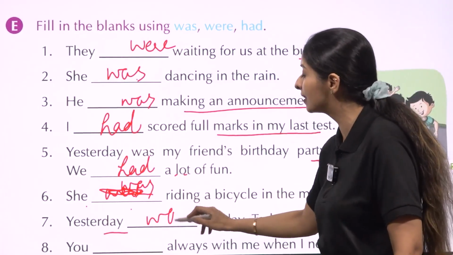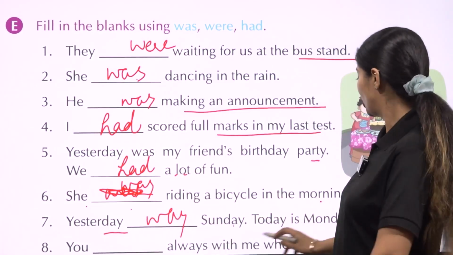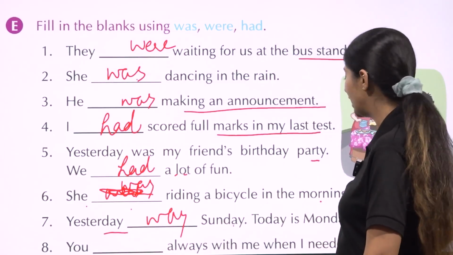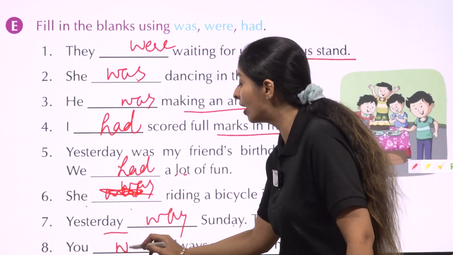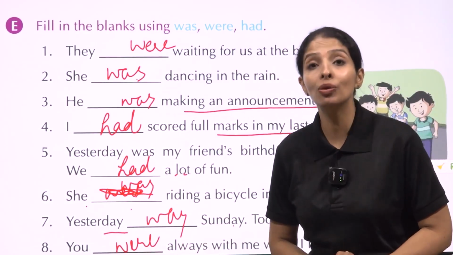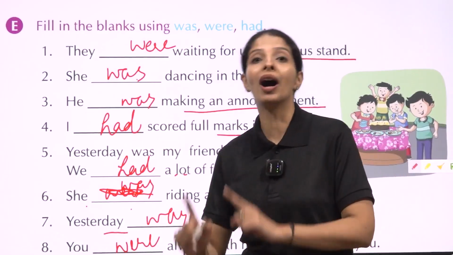Yesterday was Sunday. Today is Monday. You were always with me when I needed you. With you, we always use were.